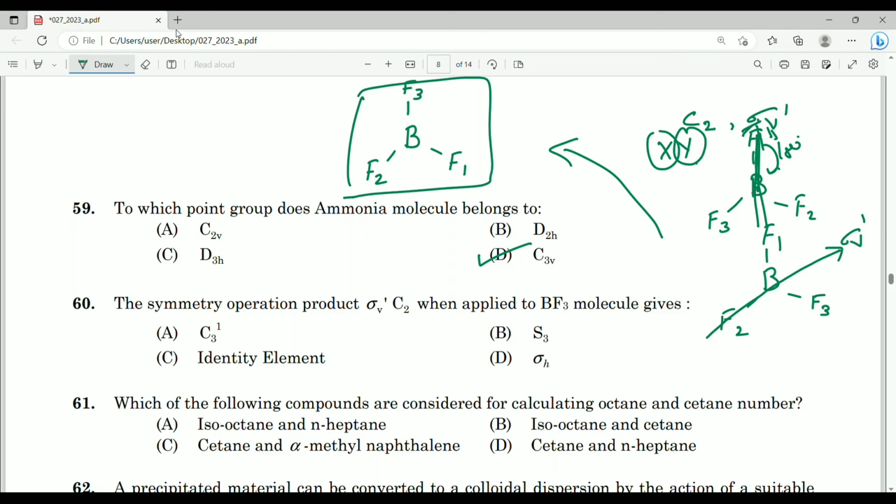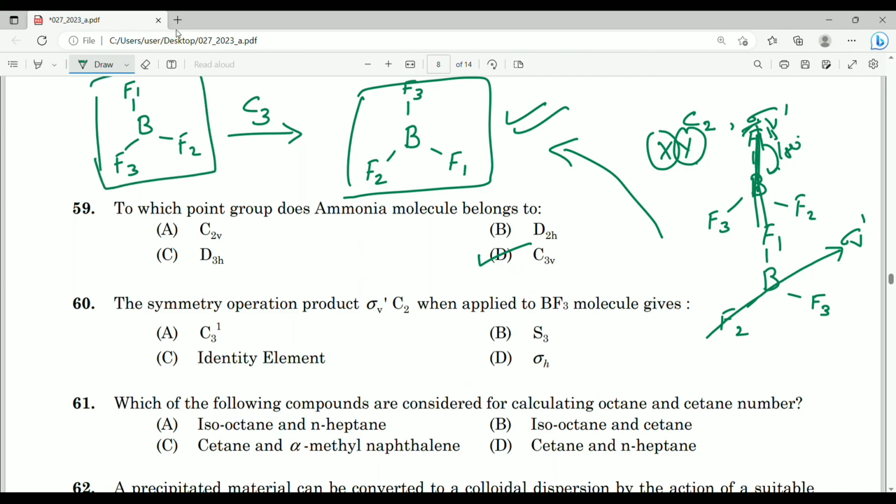So here we have to find the product symmetry operation. Here we are getting F1 in the place of F2 and F3 in the place of F1. So what will be the product symmetry operation? The original is F1, F2, F3. So if you want this resultant structure, then you have to perform C3 rotation in the original molecule. So the answer will be C3^1.